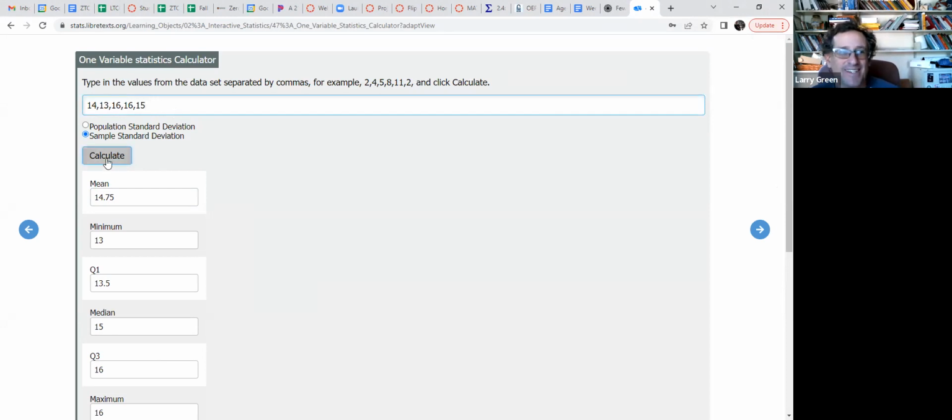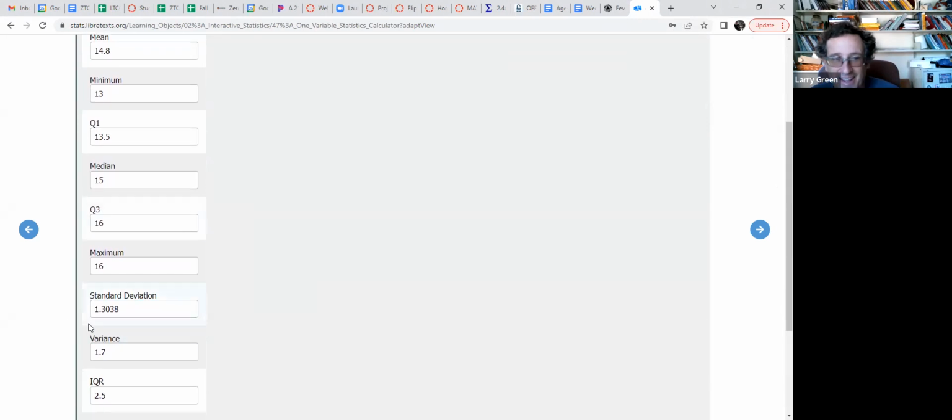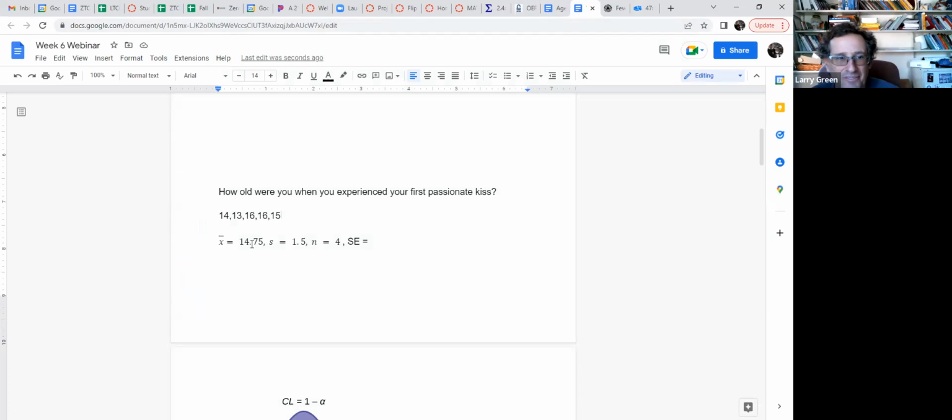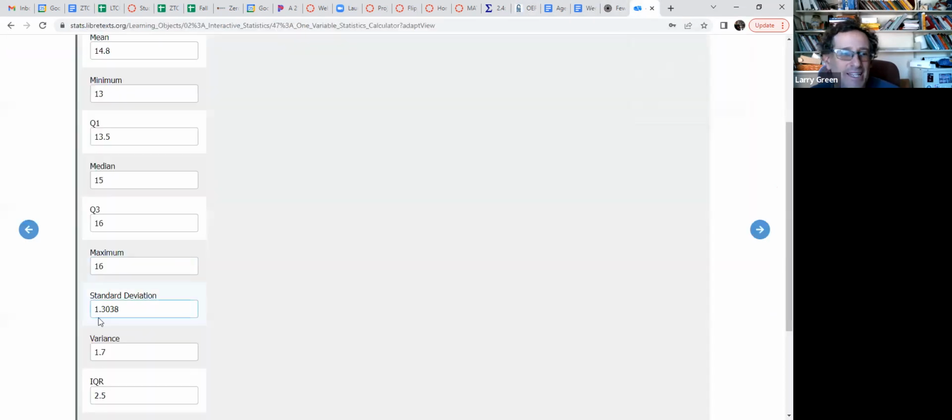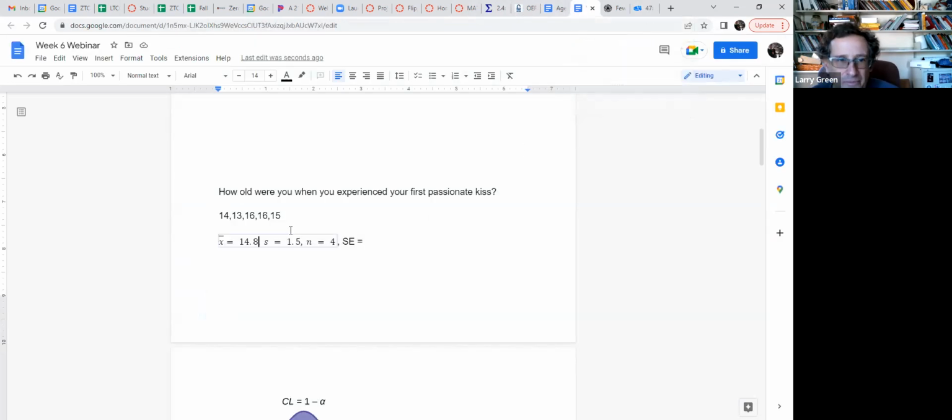Much better. Now I can calculate 14.8. And standard deviation is not as nice a number, but that's okay. 14.8. And then what we've got is 1.3, that's good enough. No one really cares about a 100th of a year or 1,000th of a year when you got your first kiss, in terms of average. So 1.3.